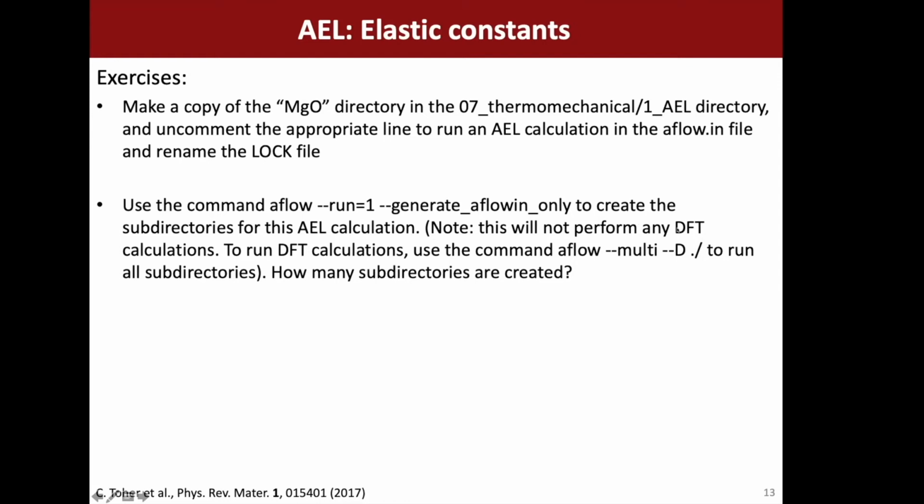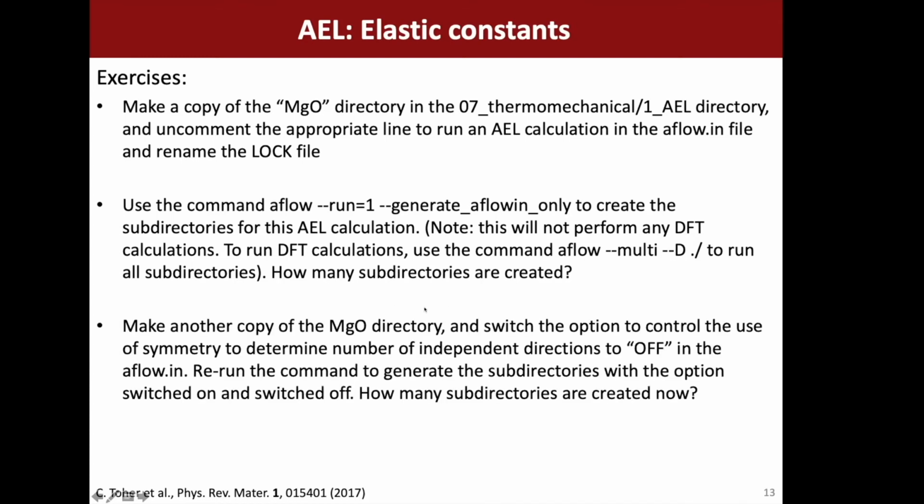Now, if you do want to run the DFT calculations, you should use the command aflow --multi -d. The -d just tells it the directory. This isn't really necessary, but I usually like to add it just to make sure that it knows which directory to run in. Once you generate these files, check how many of these subdirectories are created. Then make another copy, and this time switch the option that controls the use of symmetry to determine the number of directions to off. So you have this strain_symmetry, you switch this to off, and then we run and see how many directories are created.